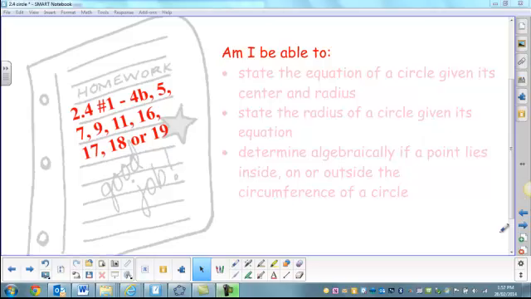Now you need to ask yourself, can you state the equation of a circle if you know the center is 0, 0 and its radius? Can you state the radius of the circle if you're given its equation? Can you determine algebraically if a point is inside, on, or outside the circumference of a circle? Then you're going to complete this homework up to number 19. You can choose 18 or 19, and if you'd like a challenge, you can keep going, and if you find some of the easy ones too easy, trade them for a harder one at the end.